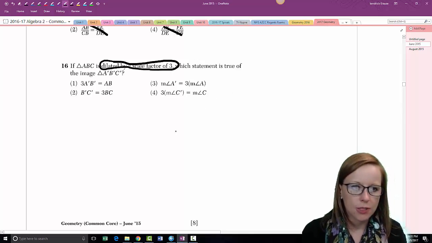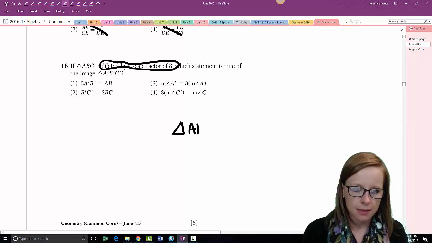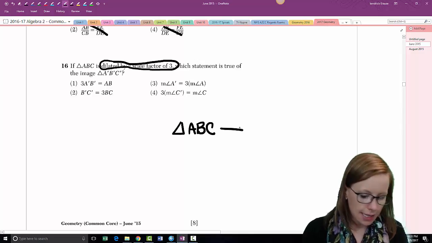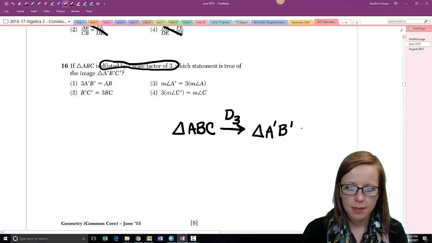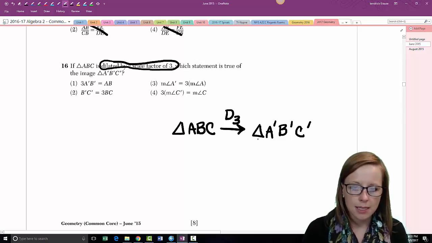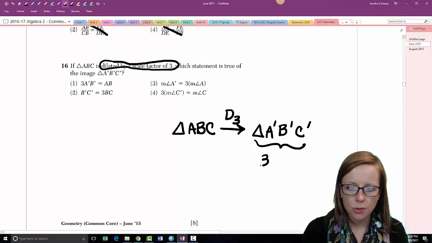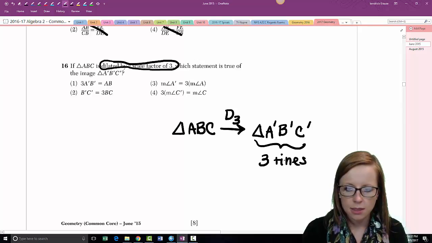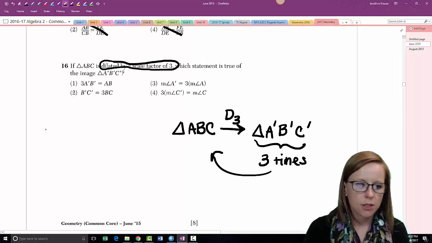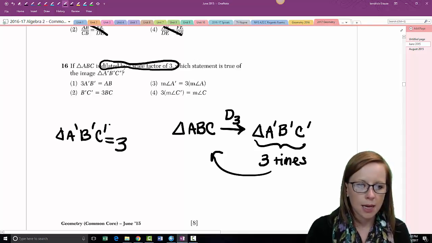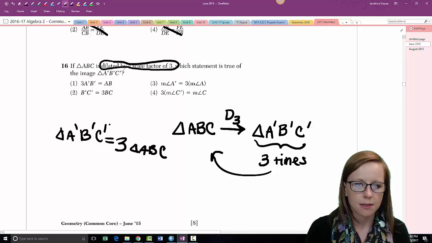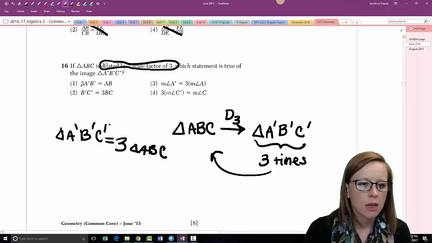Okay. So they're telling me triangle ABC is dilated, D3, right? A dilation of 3, to become triangle A prime, B prime, C prime. Well, that means that this triangle is 3 times that triangle. So triangle A prime, B prime, C prime is 3 times the size of triangle ABC. Okay, which of the following says that?